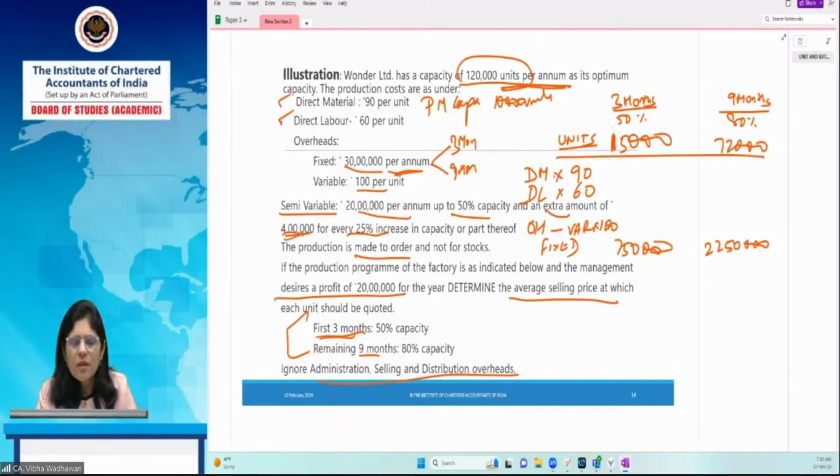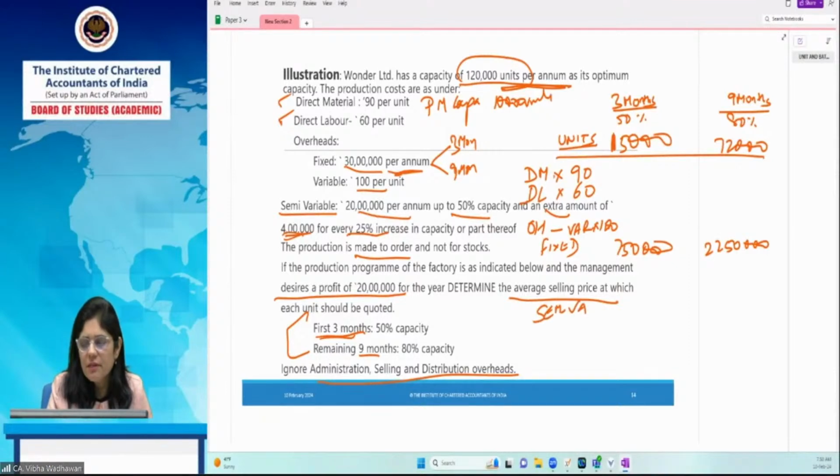Clear? Now let's go to the semi-variable portion. For semi-variable, we have to see the capacity and the fixed part also, because it's semi-variable. So semi-variable is 20 lakh per annum up to 50% capacity. Now we are starting semi-variable. Can you tell me how much semi-variable overhead will be charged for 3 months at 50% capacity?